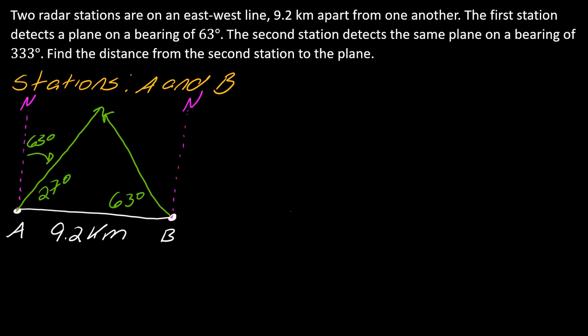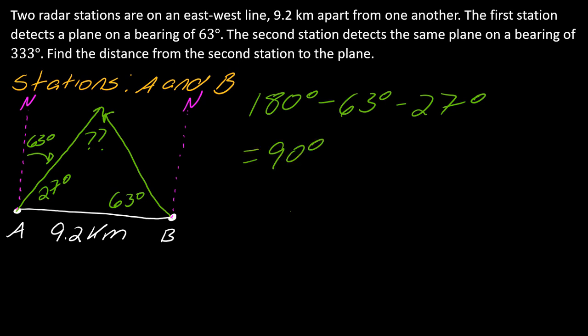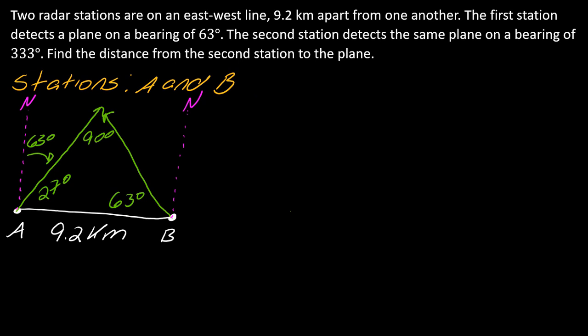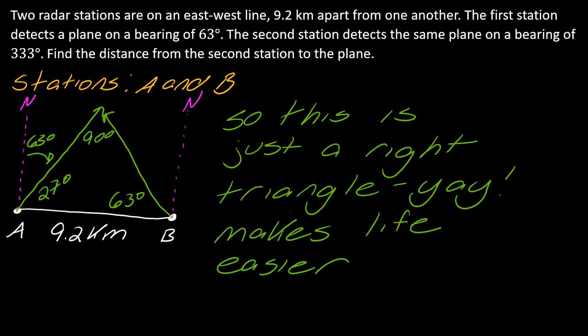so now what is this angle up here, because you'll notice I have a triangle that I've formed, and I think it's just a natural question to ask, what is this angle? Okay, well, a triangle has 180 degrees, so I take 180 minus 63 minus 27, and if I do that, I get 90 degrees. Okay, cool. So this is 90 degrees, so this is just a right triangle.